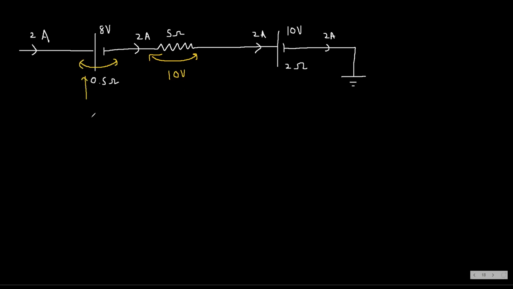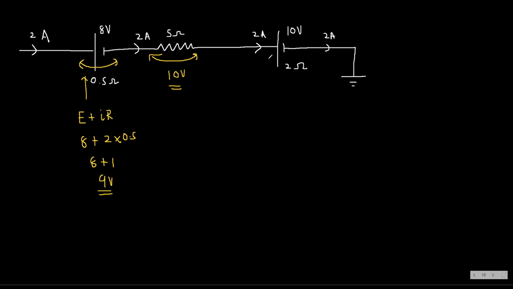9 volts. Yes, first we have to find out whether the current is passing towards the positive or passing away from the positive. In this case, you can see current is passing towards the positive terminal. So we can use E plus IR. Then E is 8 plus I is 2 into R is 0.5. Then 8 plus 1, it's 9 volts. Is it clear for everyone?